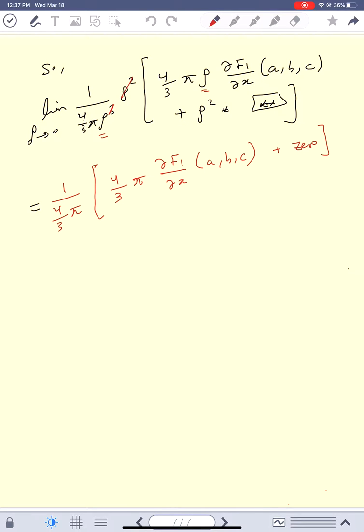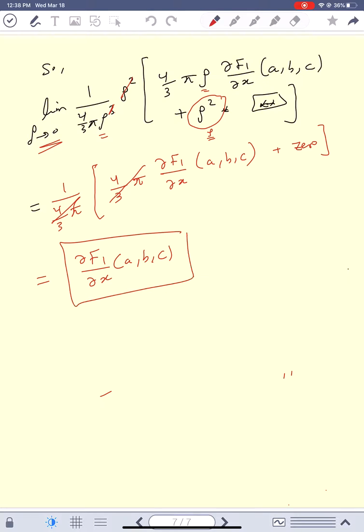Why is it plus 0? Because when you cancel this rho squared with this rho, you will be left with a rho. So when you take the limit as rho goes to 0, you will get exactly 0. So this gets cancelled with this, and you will be left with df1/dx at (a, b, c).